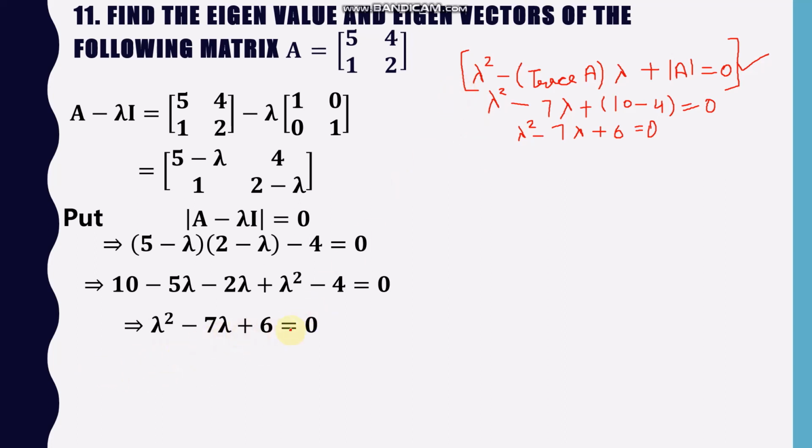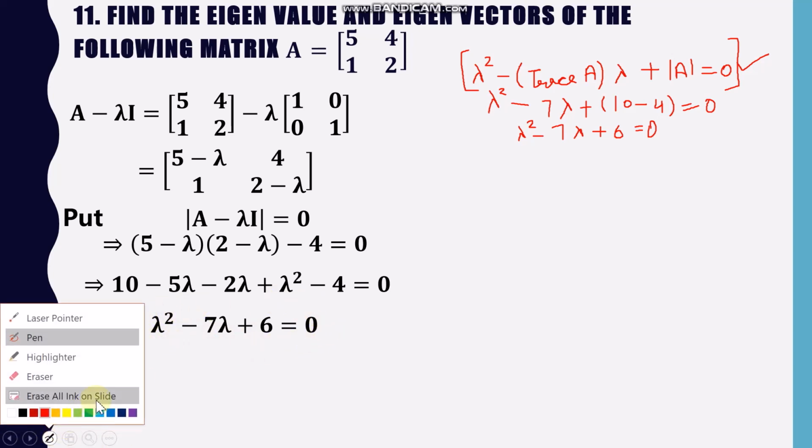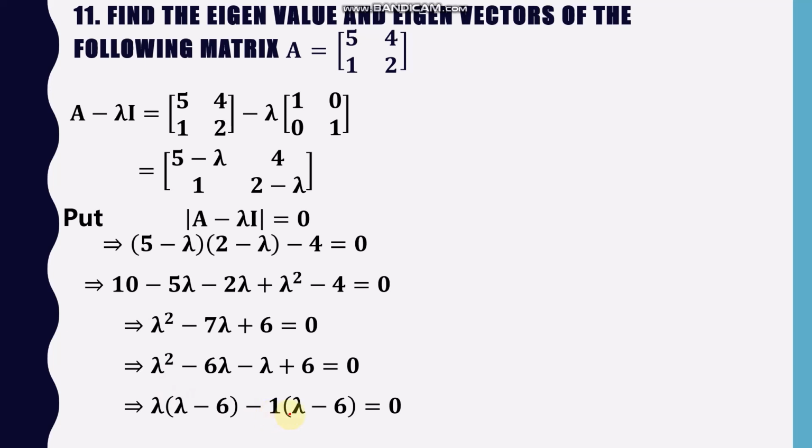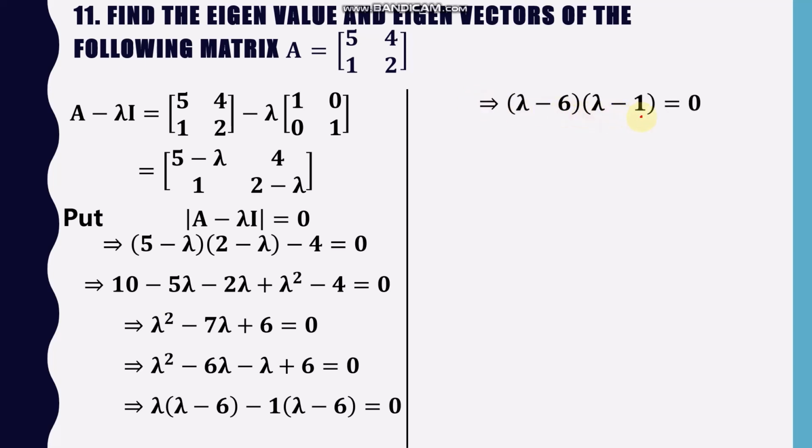So once we have calculated the characteristic equation, we'll simplify it to find out the values of lambda. So I can split the middle term into minus 6 lambda minus lambda. So it will be lambda square minus 6 lambda minus lambda plus 6 equal to 0. So lambda can be taken out here common: lambda minus 6, minus 1 times lambda minus 6. So lambda minus 6 is common now, so we can take it outside, and inside we are left with only lambda minus 1. So we'll get lambda minus 6, lambda minus 1 equal to 0.